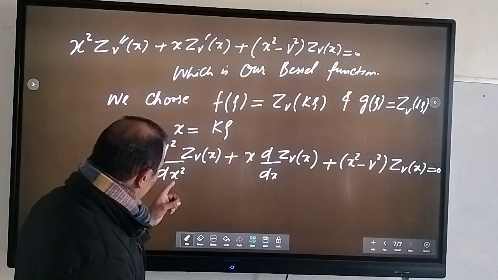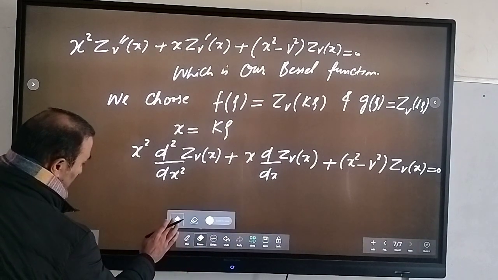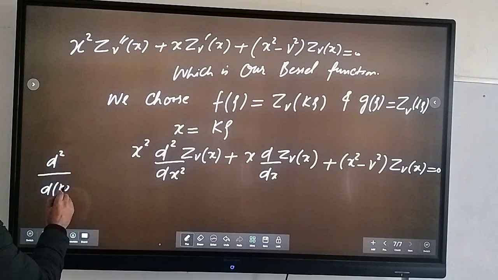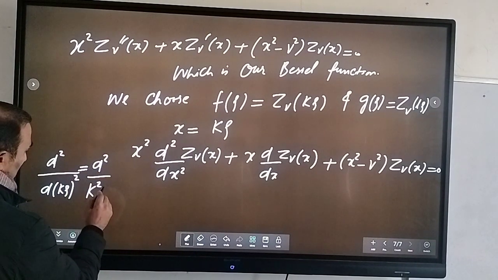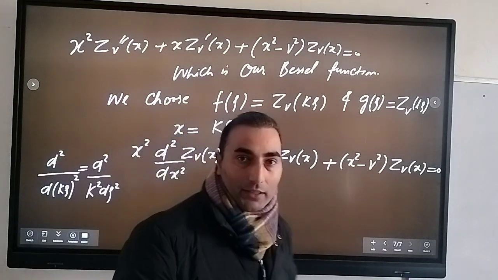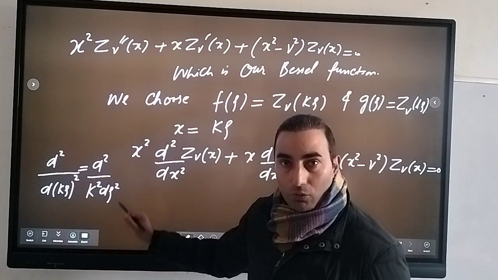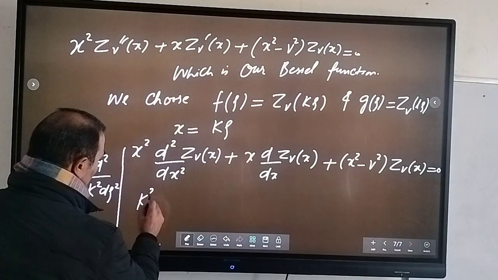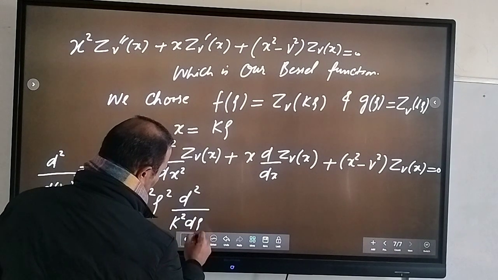So the differential d2 by dx2, or you can rewrite, sorry, I made a mistake here, so you can write this as d of k rho square. This will be equal to d2 upon k square d rho 2, because k is some constant, right? So we are writing that it can be written as d2 by k square d rho 2. So this equation will then be, because instead of x we take k rho, k square rho square d2 by k square d rho 2.